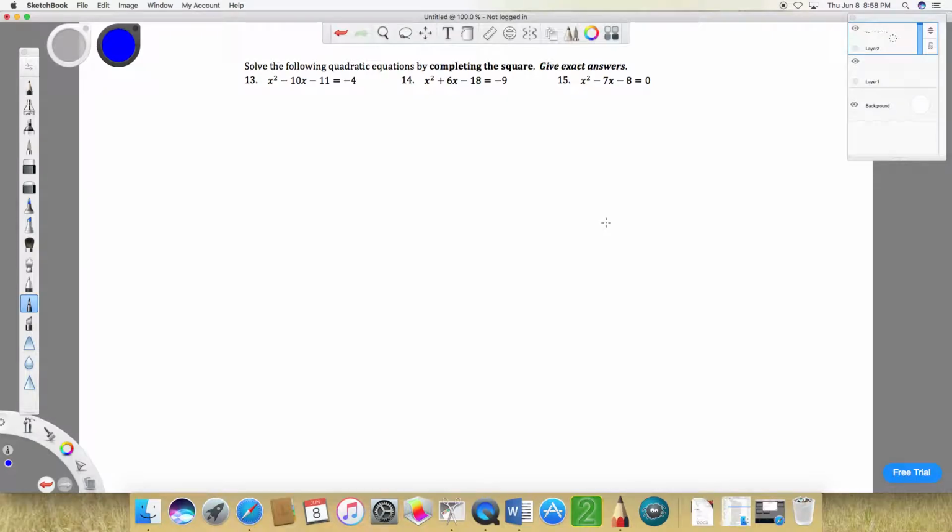Let's take a look at these three problems. They are quadratic equations, and we want to solve these quadratic equations. But we can't just jump in there and solve them any way we want to. The directions specifically say to use the technique of completing the square.